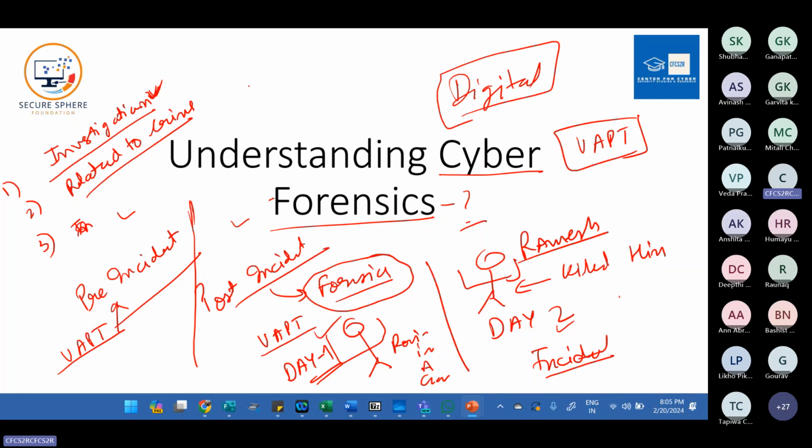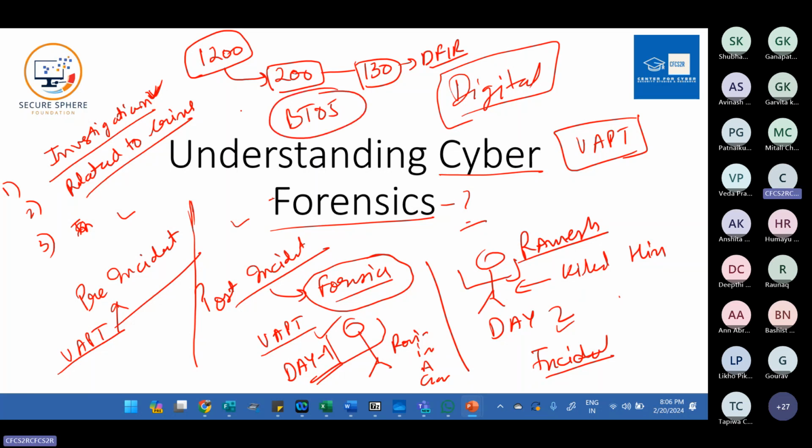Let me tell you a very interesting thing: we have got 1200 applications for the internships. We have selected around 200 applications, and out of 200, around 130 applications are for DFIR, digital forensics and incident response. That's why BT05 is the biggest batch. So who will tell me why people are more inclined toward digital forensics? Anything special in it, or what exactly do you think? First of all, the name is very exciting. Actually, it's a very interesting field. What about others? Keeps you on your toes.